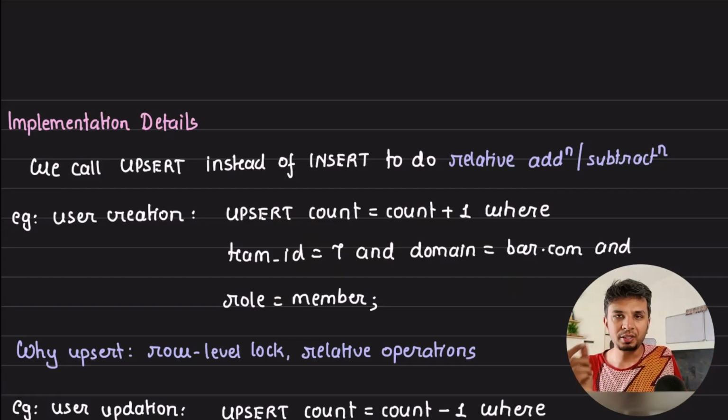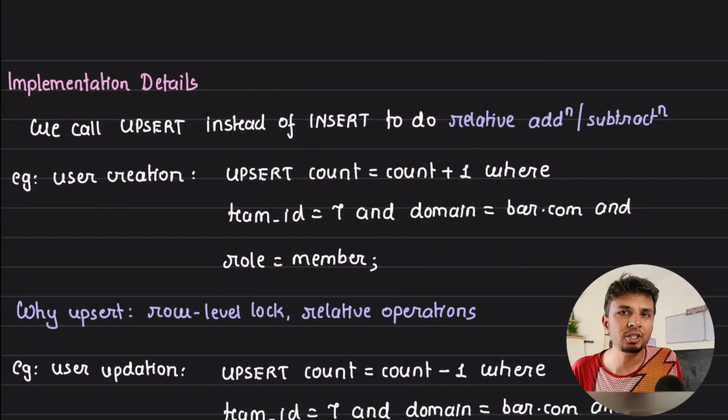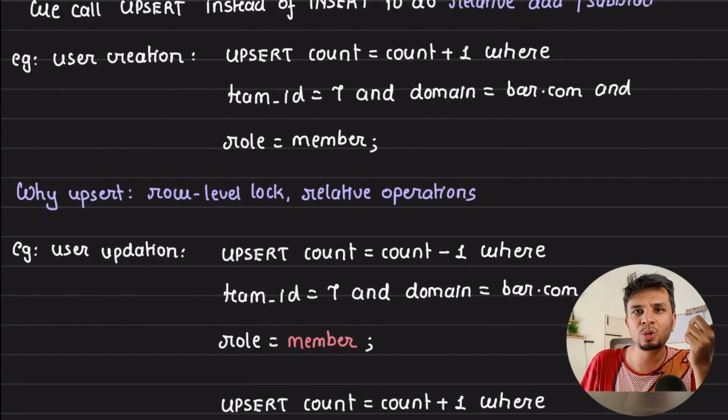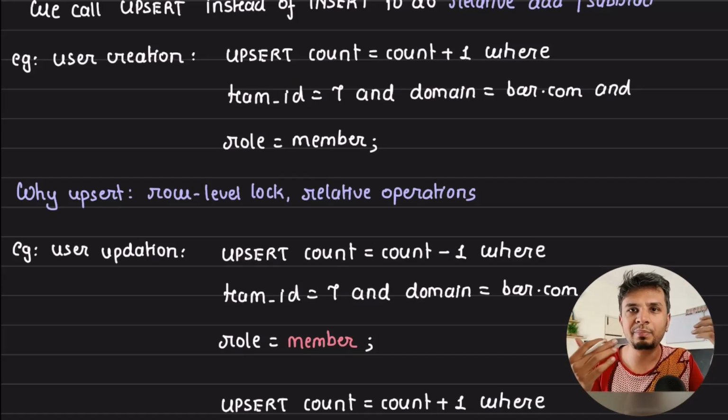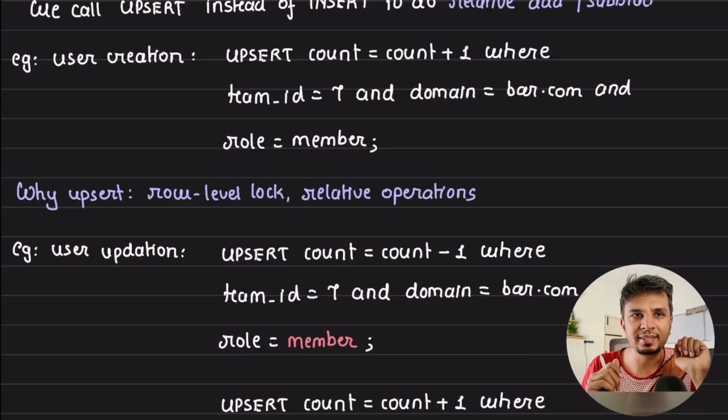Right? Now here, the key advantage of using upsert is that upsert takes row level locks and the operations are atomic. So it basically solves both problems in one shot. So even if there are multiple upsert statements firing at the same time, because row level locks exist, it ensures that the data always remains consistent.